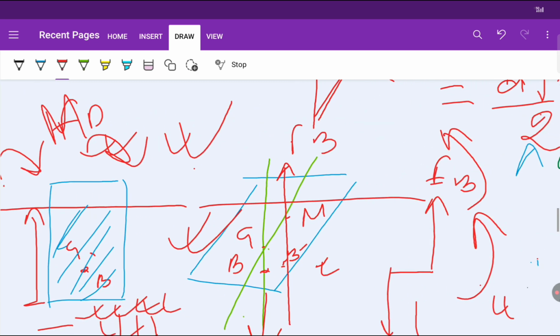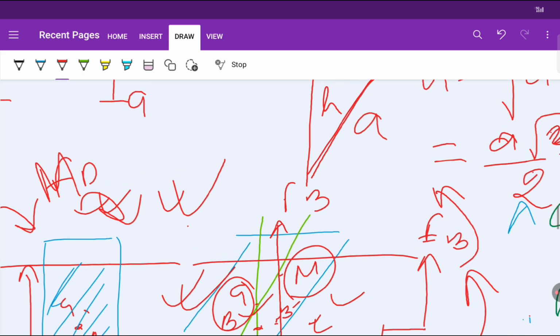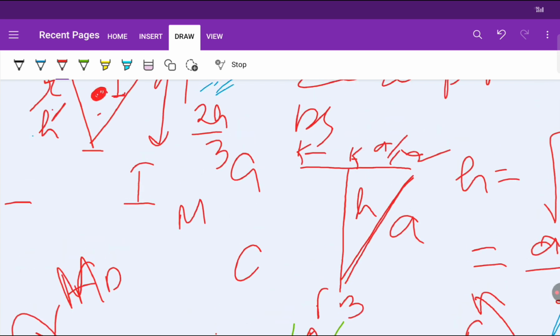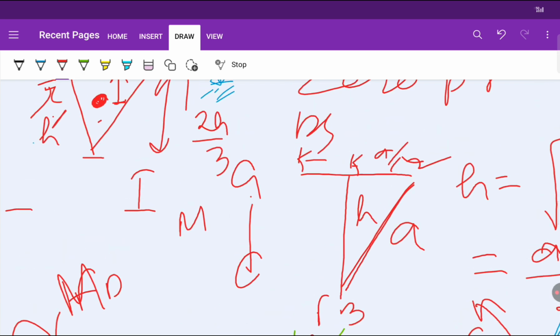So when our metacenter is above our center of gravity, then the body will be in stable equilibrium. But if the metacenter is below the center of gravity, suppose our metacenter is here and our gravity is here, okay? In this case, our weight will be acting downwards, and the buoyant force will be acting upwards, right?